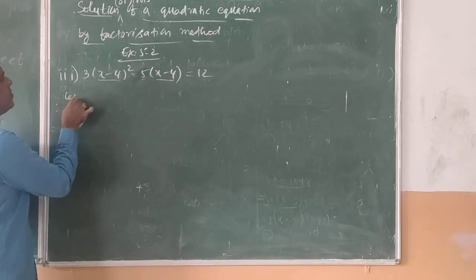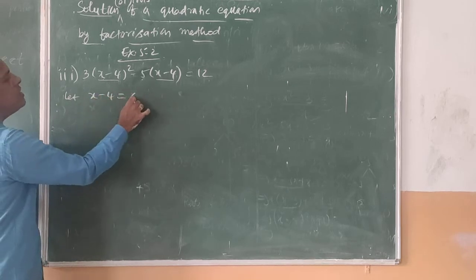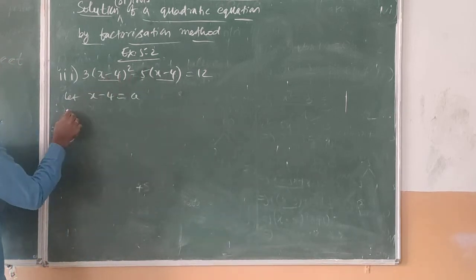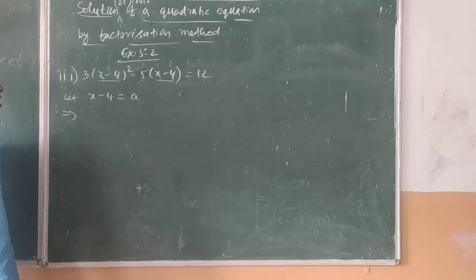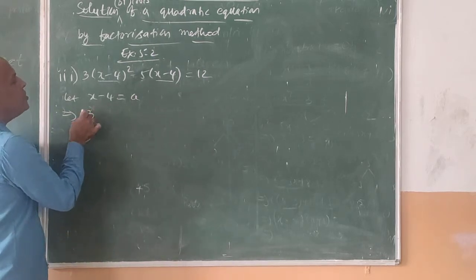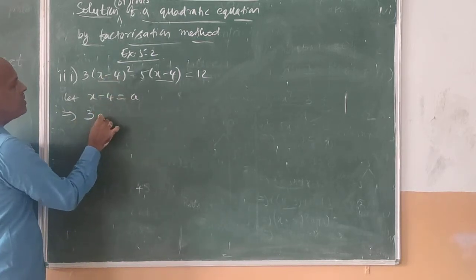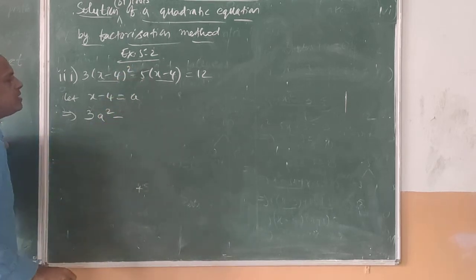Let x minus 4 is equal to a. Then what happens? It becomes a simple form of a quadratic equation. So 3 into x minus 4, where x minus 4 is a, for this whole square, it becomes 3a square.